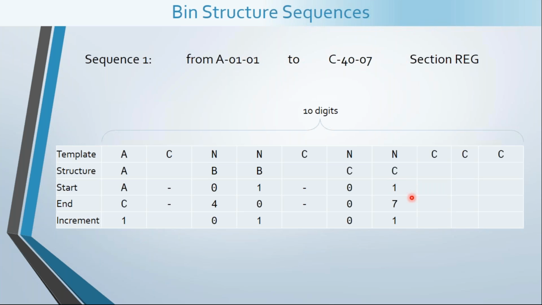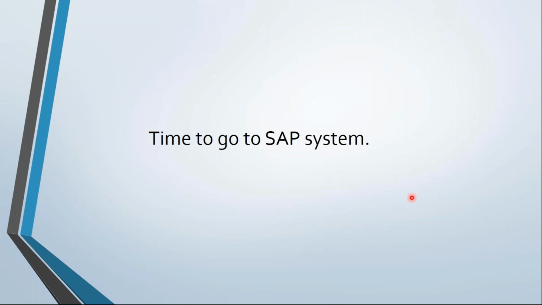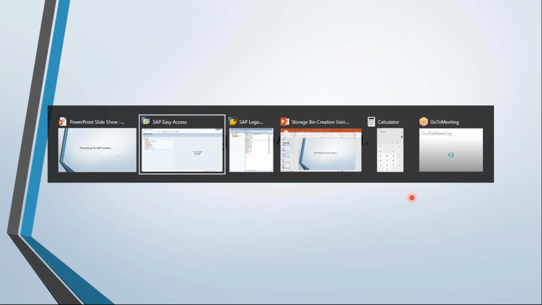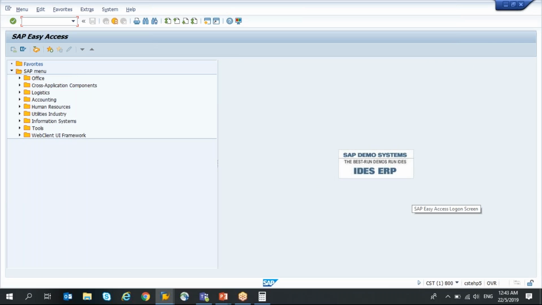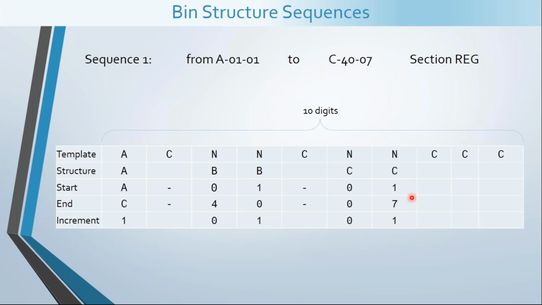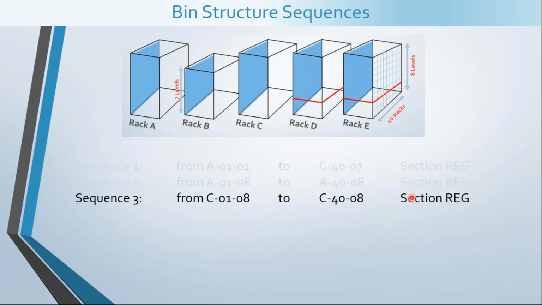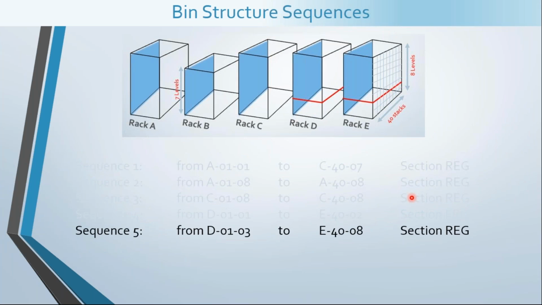You would understand it better when we actually do it in the SAP system. It's actually not easy to explain this in words, especially this part. Okay, so with this, let's go to the SAP system. Before that, I'll quickly show this slide once again to you. We are going to create 5 sequences, and then finally we would see how we can actually use these sequences to create all those 1560 bins in the system.